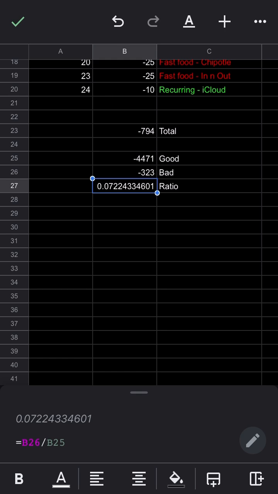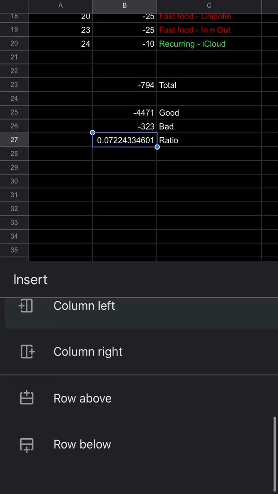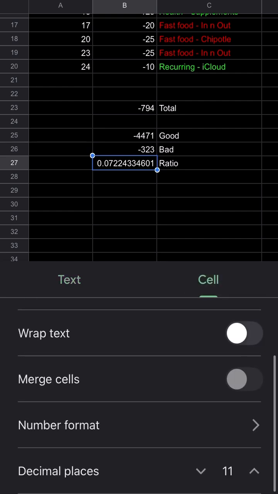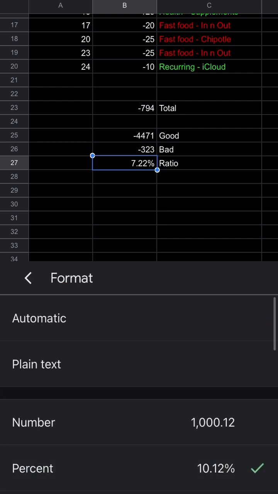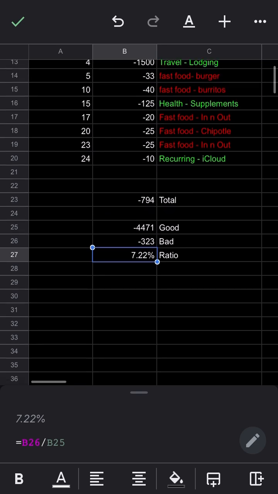This is basically 7% here. What I'm going to do is go to this A sign here, go to the cell, and put number format as a percentage. So 7%. That's the ratio. 7% of my purchases were bad purchases. And I'm just going to make a goal: I want to get that to below 5% next month. That's my goal. This is something you don't have to do. Don't worry about this. I'm just showing you because I like it, but you don't have to do this.